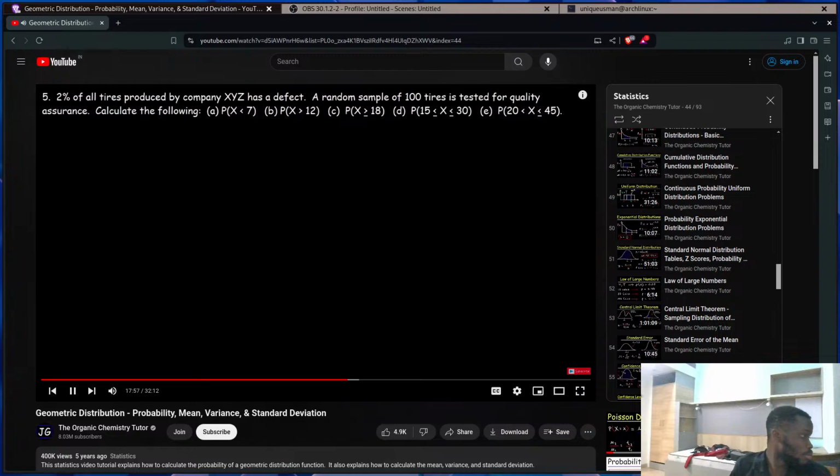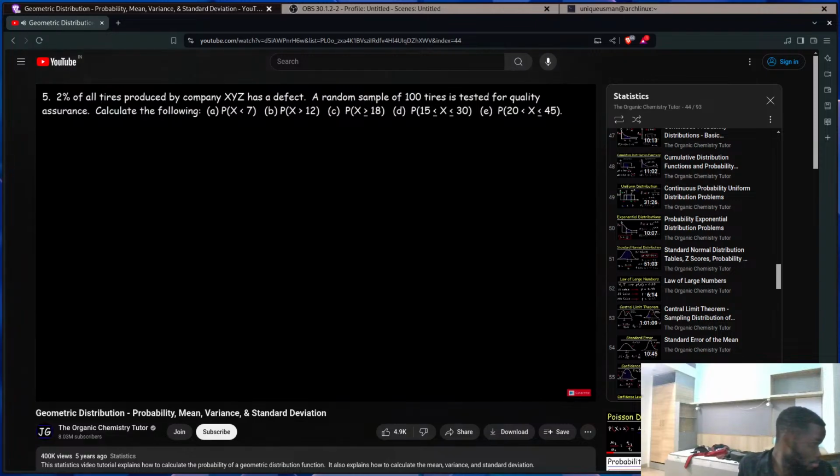A random sample of 100 tires is tested for quality assurance. Calculate the following. So go ahead and try these problems. It's based on a previous problem. So what is the probability that x is less than 7? What is the probability that we're going to find a defective tire within the first 6 samples?